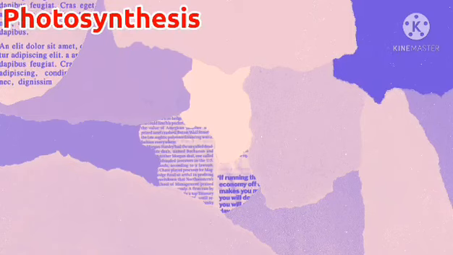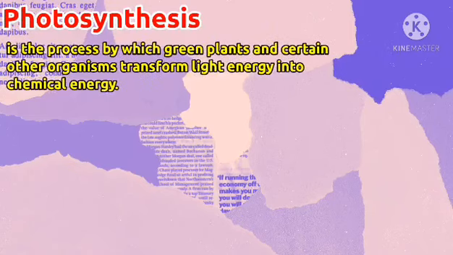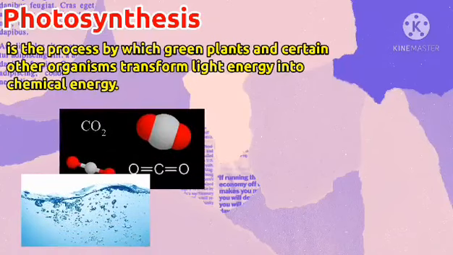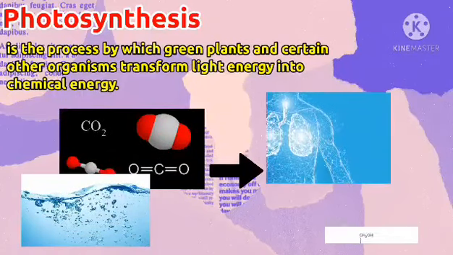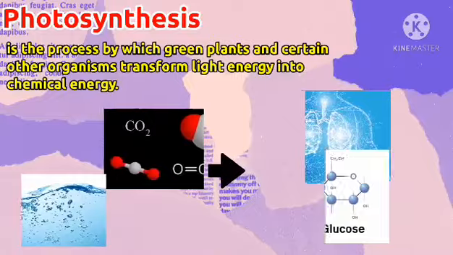Let's cut to the chase and get straight into it. First, let's define what exactly photosynthesis is. Photosynthesis is the process by which green plants and certain other organisms transform light energy into chemical energy. During photosynthesis in green plants, light energy is captured and used to convert water, carbon dioxide, and minerals into oxygen and energy-rich organic compounds.